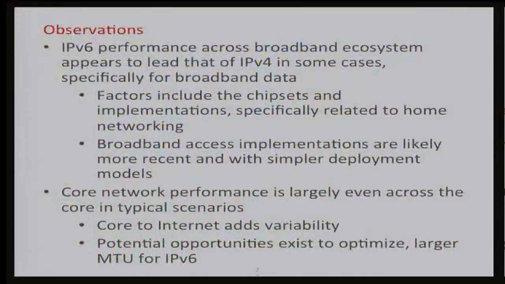On the core network side of things, we're seeing again that a lot of performance is pretty even there. It's largely even across typical scenarios, right? So we're not talking about scenarios where MTUs are adjusted. We're talking about just steady state, moving across from regional network to regional network. We do believe, however, based on some preliminary tests, that with some optimization around MTU configurations, there is an opportunity there. So a little bit more on that maybe later.